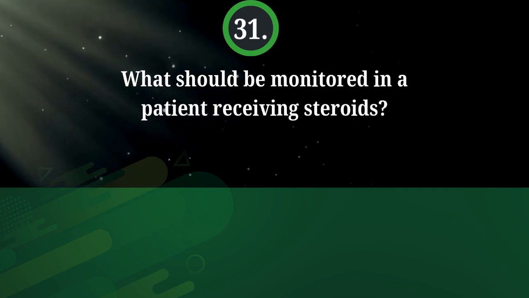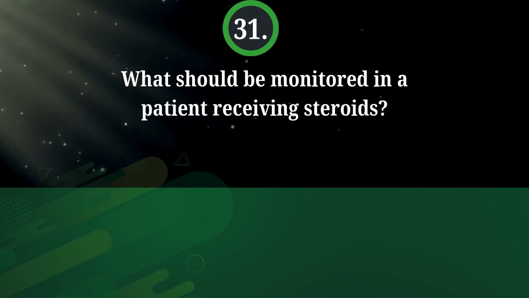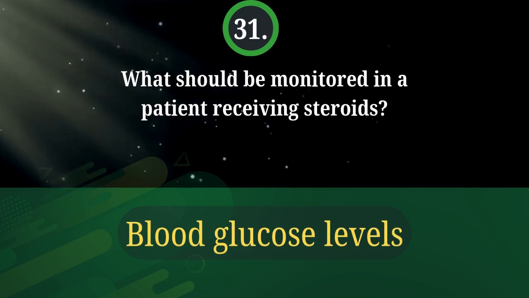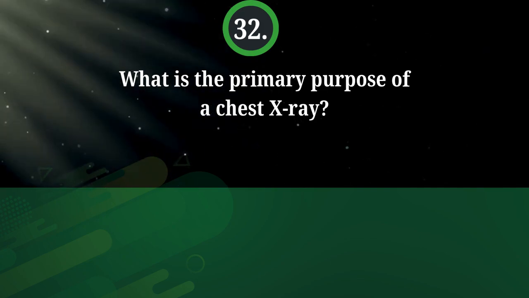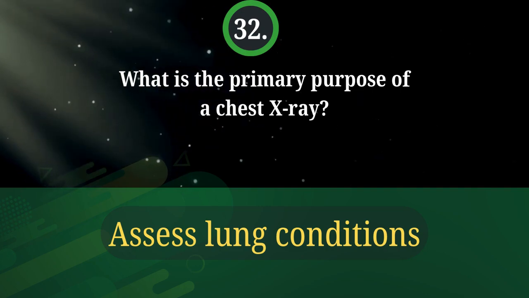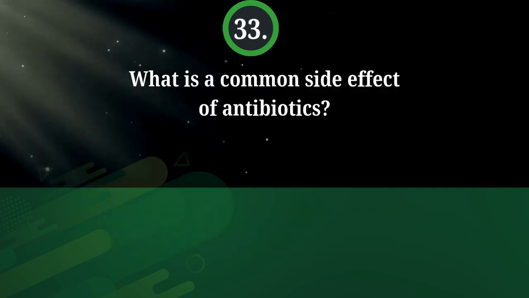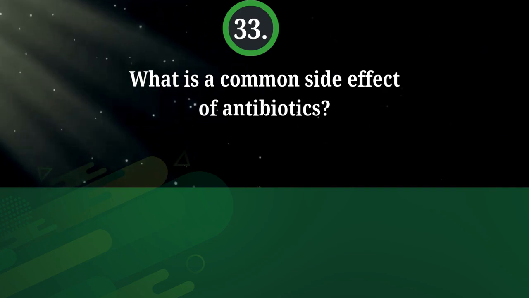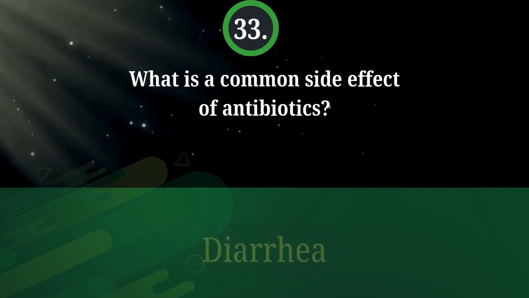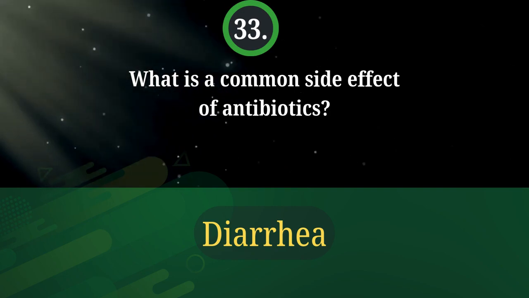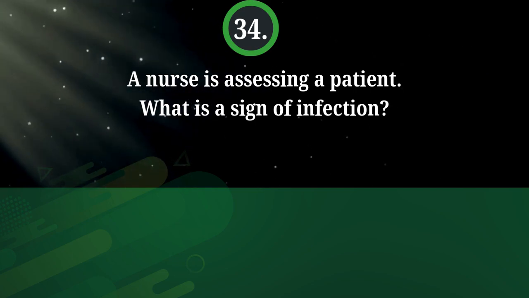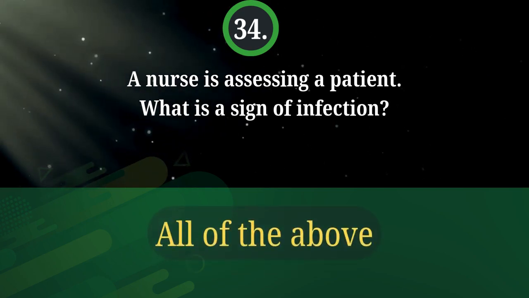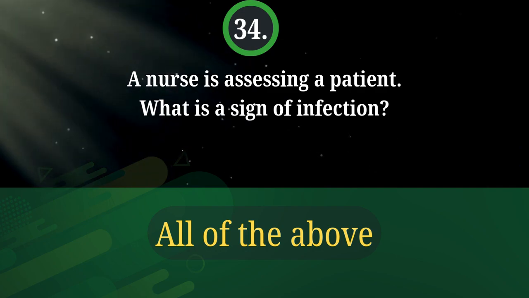31. What should be monitored in a patient receiving steroids? Blood glucose levels. 32. What is the primary purpose of a chest X-ray? Assess lung conditions. 33. What is a common side effect of antibiotics? Diarrhea. 34. A nurse is assessing a patient. What is a sign of infection? All of the above.